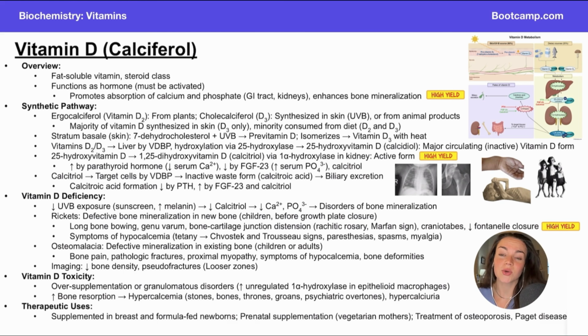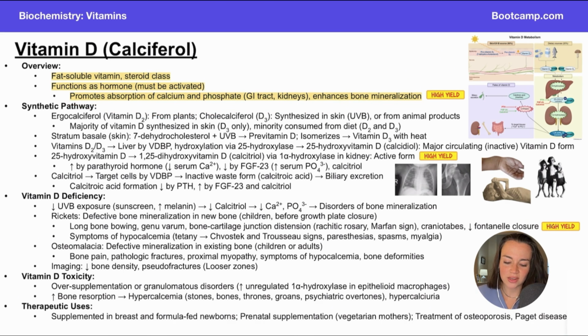So vitamin D is also called calciferol. It is a fat-soluble vitamin in the steroid class. And vitamin D is a vitamin that can actually function as a hormone once it's activated. And its job as a hormone is to promote the absorption of calcium and phosphate from both the GI tract and the kidneys, as well as enhance bone mineralization. And those ins and outs of vitamin D and its function are very high yield, so like I said, go check out the endocrine section for a full discussion.